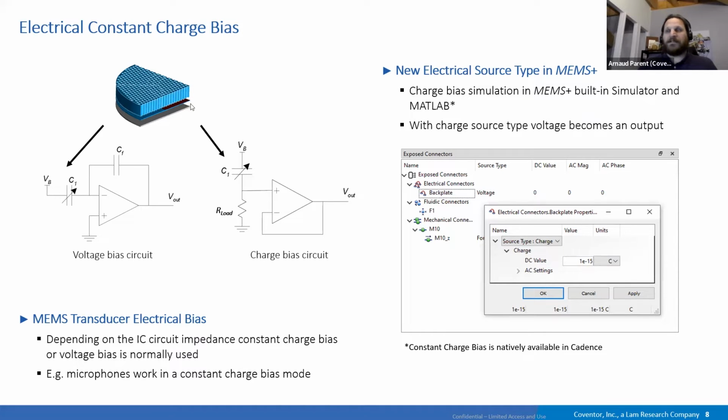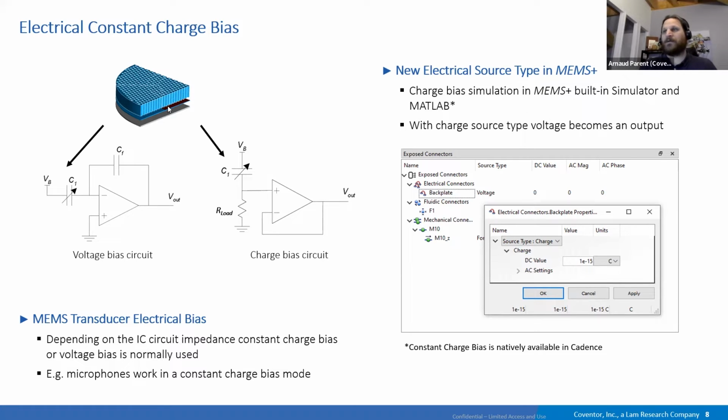There is a reason we introduced this new way of biasing devices, especially for microphone designers, but it might apply to other applications like contact switches, for example. Charge bias is very important. Charge bias is used because it permits a much more linear output.